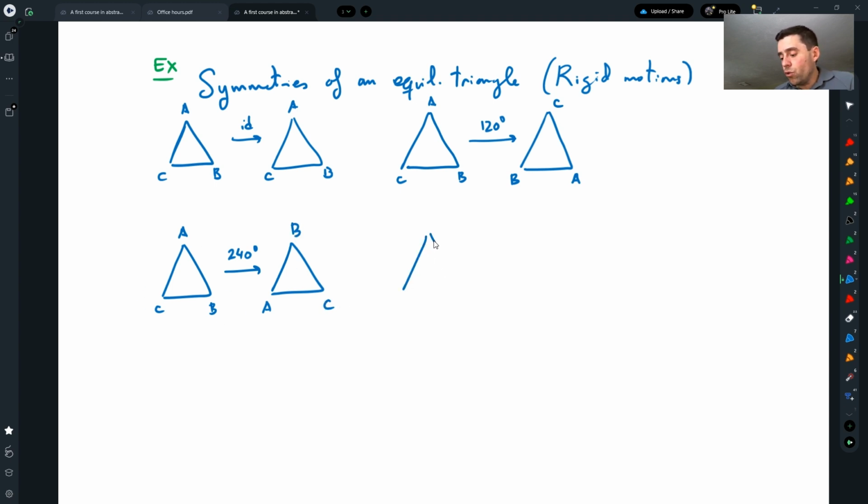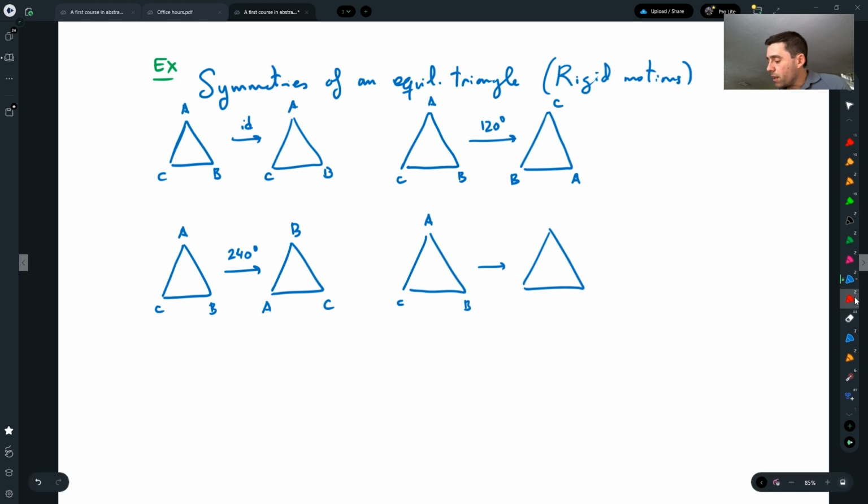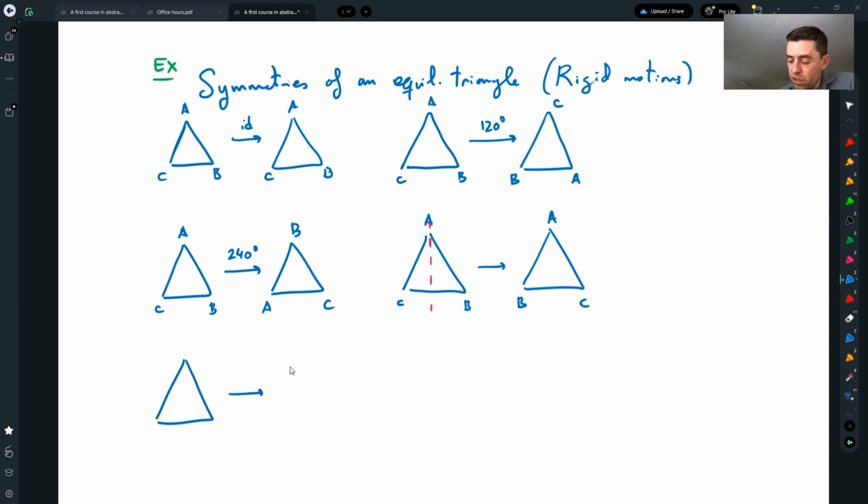What else can I do? There are also symmetries that are reflections. If I start with A, B, C, I can reflect about this axis. What that's going to do is that A is going to end up at the A position, but B and C are going to end up flipped.